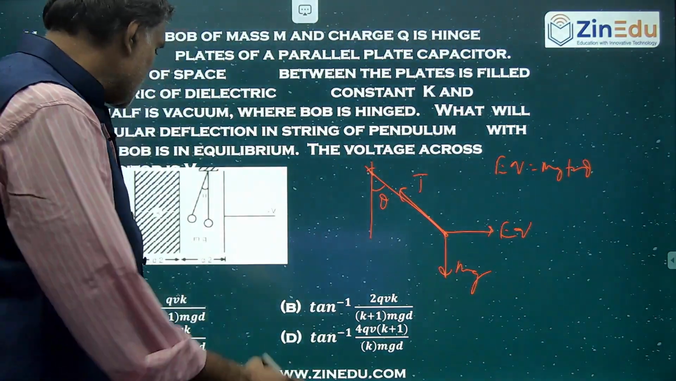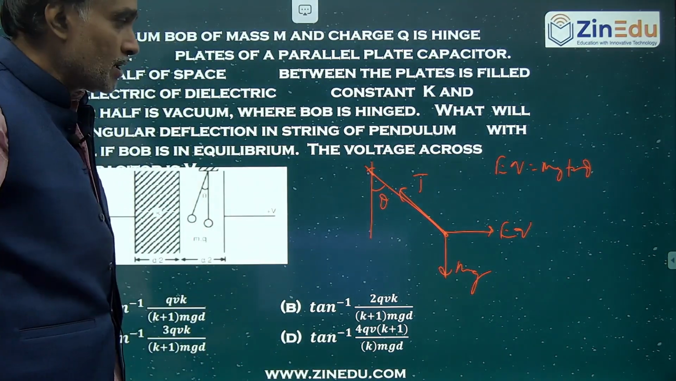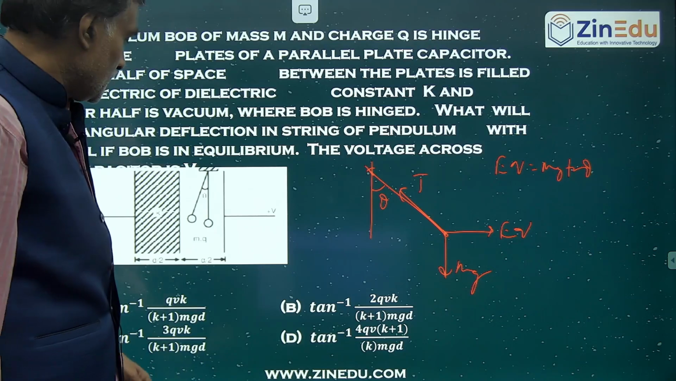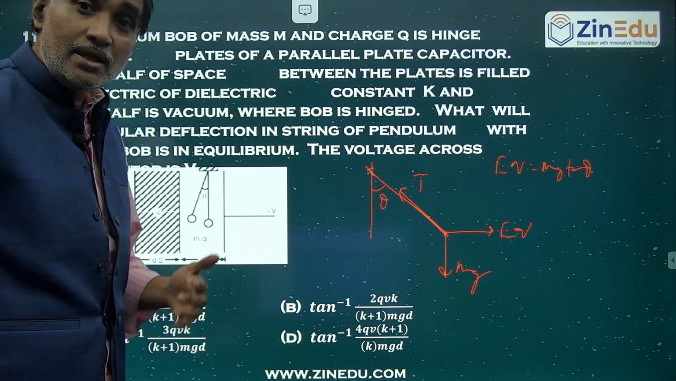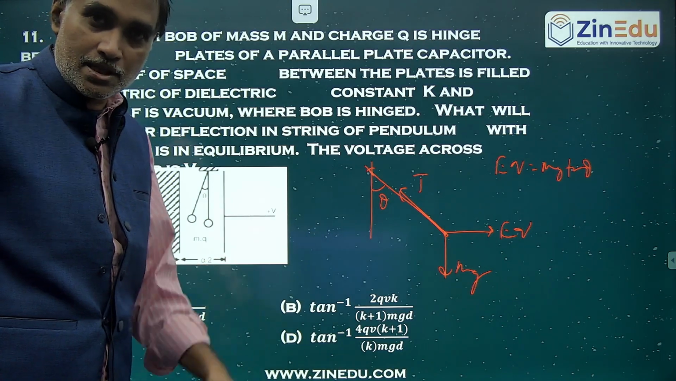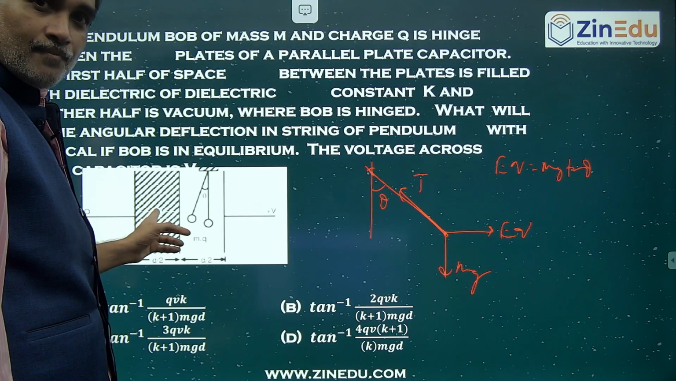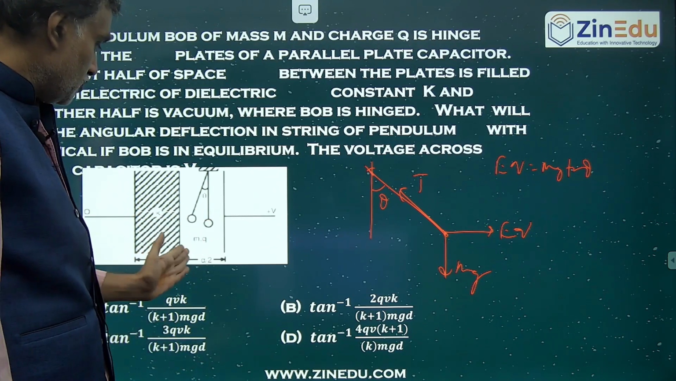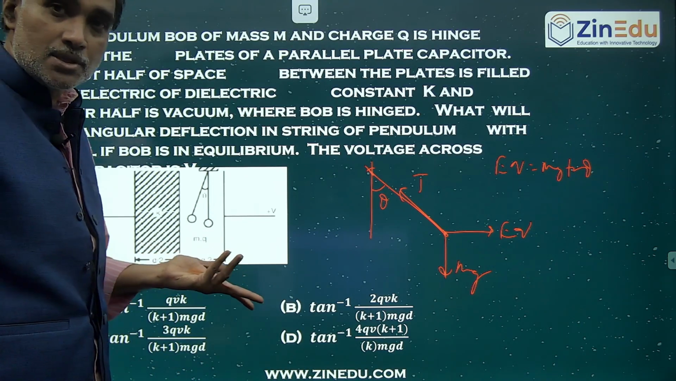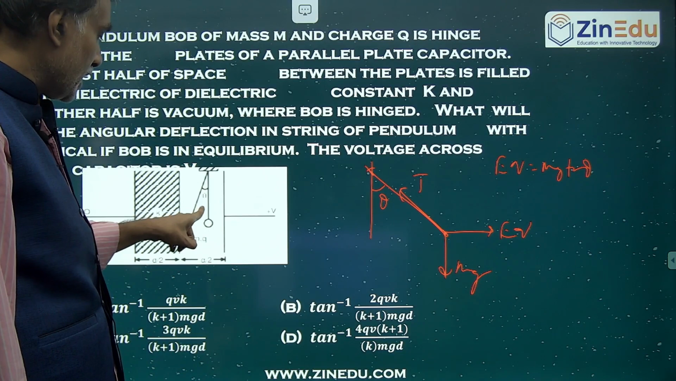Now, these two capacitors are in series. What is the potential difference they have applied? V. Potential difference they have applied is V. Okay. Then, potential divides in the inverse ratio of capacitance since capacitors are in series. What is the ratio of capacitance? 1 is to K. Area is common. Capacitance only depends on dielectric constant. 1 is to K. Potential divides in the ratio of K to 1.